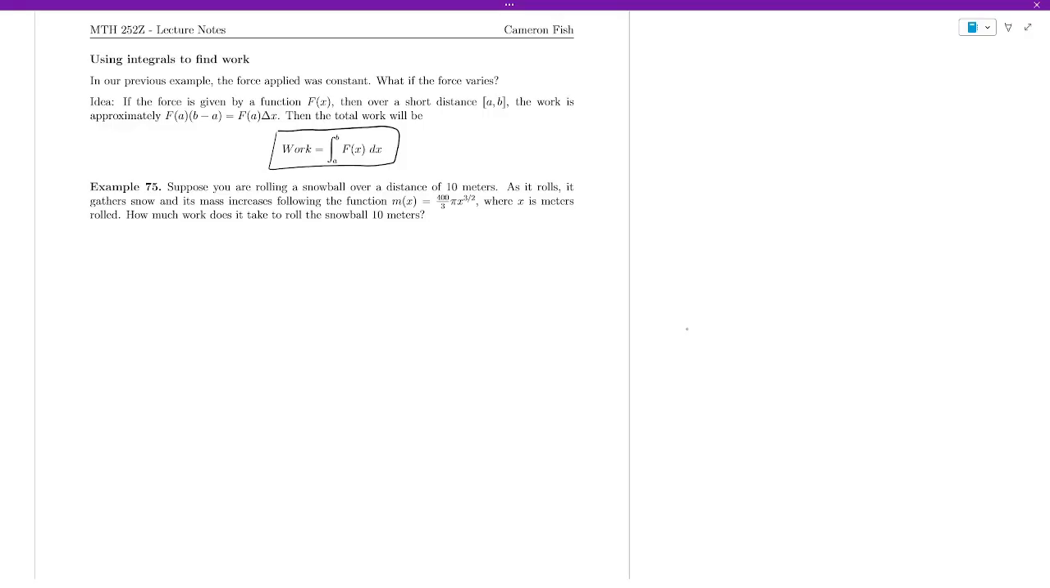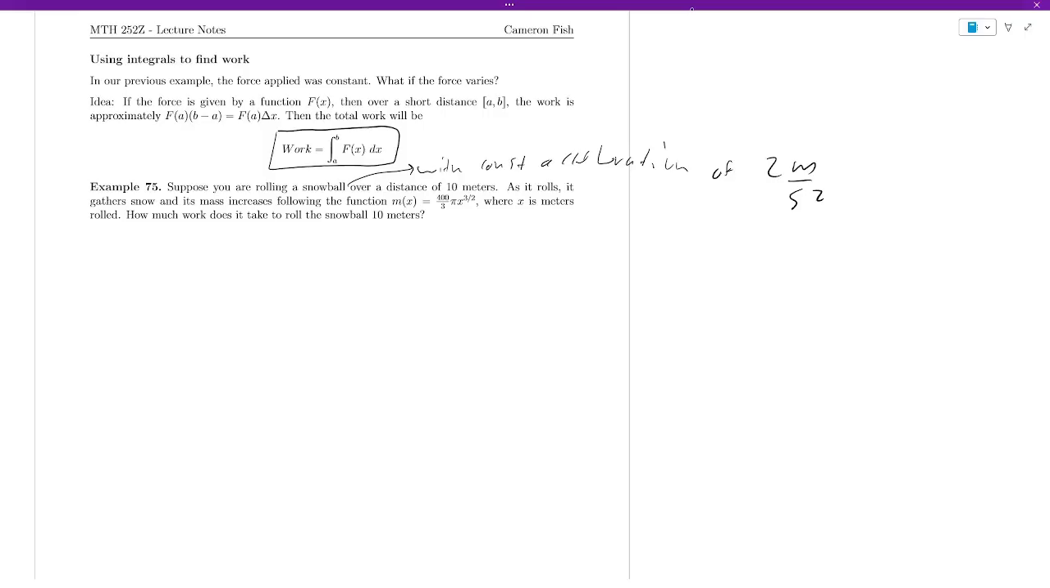Okay, so let's just read this story. Suppose you're rolling a snowball over a distance of 10 meters, and I forgot to write this: with a constant acceleration, let's say 2 meters per second squared. As it rolls, it gathers snow, and its mass increases following some function. The point of the snowball story is that this is a situation where the force actually will change over time. There's a different force happening to the snowball at different points in time because it's growing, right?